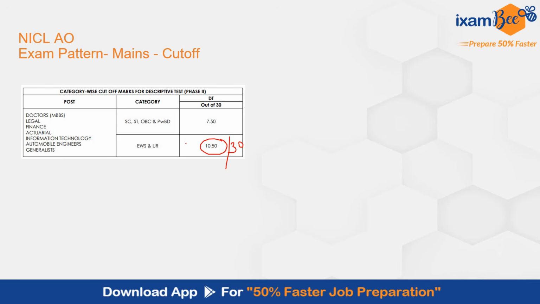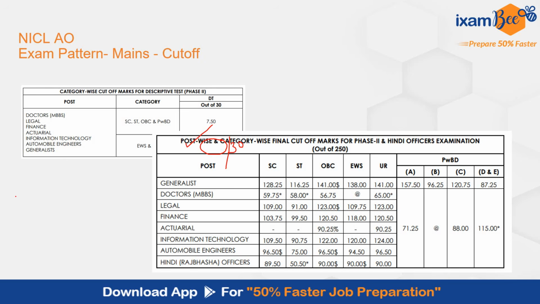If you had got 10.5 or above, then after that, this score is not relevant. It will not be counted for your shortlisting for interview or final merit list. So for the descriptive paper, you should be targeting somewhere around 15-16 marks out of 30, 50% score, and that will be fine for you. Now looking at the overall cutoff. For the legal stream, for unreserved category, the overall cutoff was 123 out of 250. So very close to 50% score. However, to be on the safer side, target somewhere around 150-160 marks.